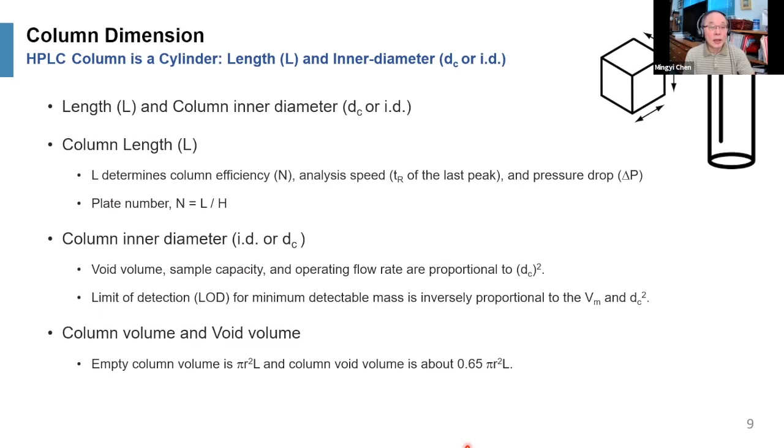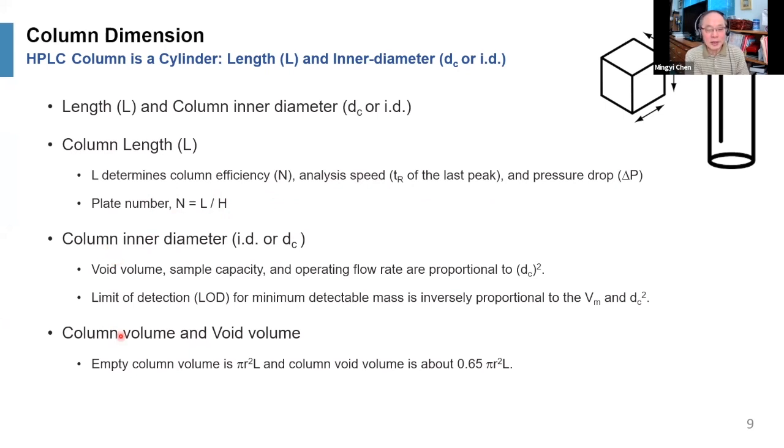Column dimensions are really important, right? Particularly length and column ID, right? So here are some of the ramifications, right? Because the length determines column efficiency. Because if you use a longer column, you have more plate count. However, if you use a long column, the analysis time also become longer. And the pressure drop, the delta P, also get larger. So the plate count is equal to length divided by the peak height.